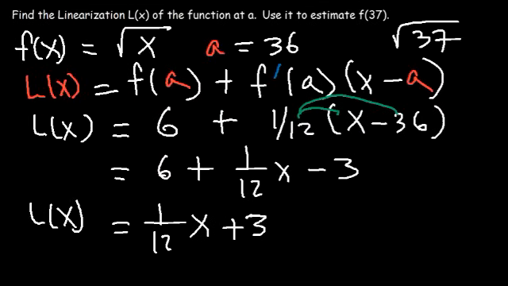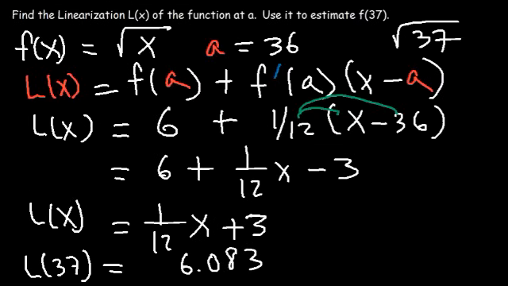So now let's use this function to estimate f of 37. So L of 37 is the linear approximation of y when x is 37. So this is going to be 37 divided by 12 plus 3. So this is about 6.083. Now the 3 continues to repeat, by the way.